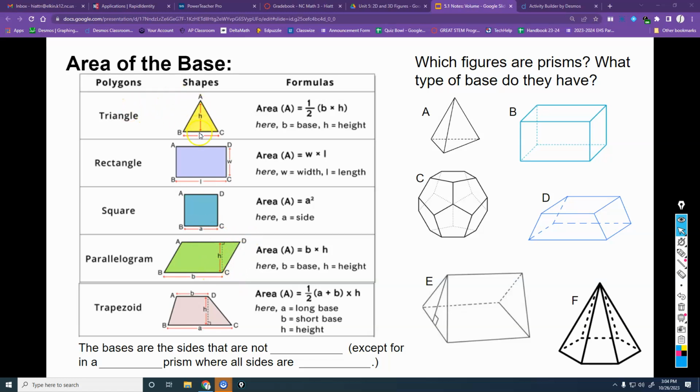Same thing in a triangle. Your base and your height must be perpendicular to each other. You wouldn't use a slanted side there. And then there's a trapezoid, which is going to be 1/2 times the sum of the first base and the second base multiplied by the height. Sometimes you might see this formula where they use a B1 and a B2 instead of an A and a B there.